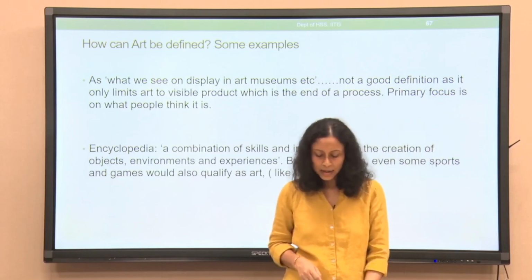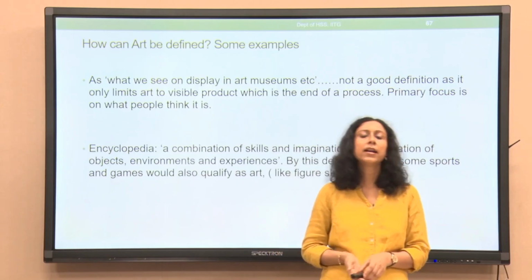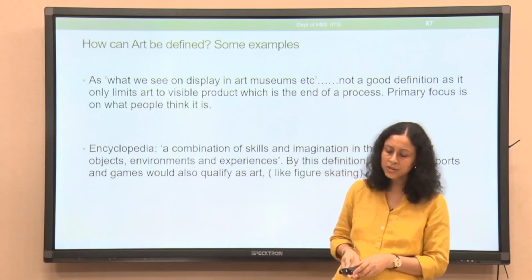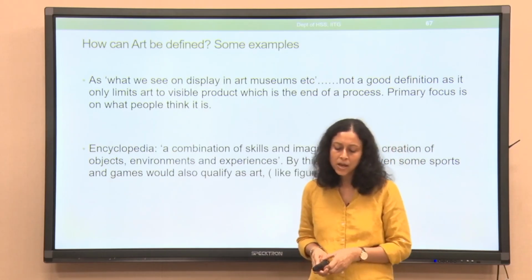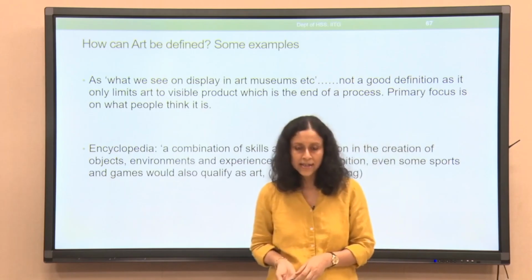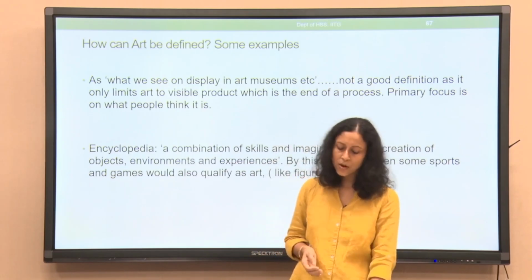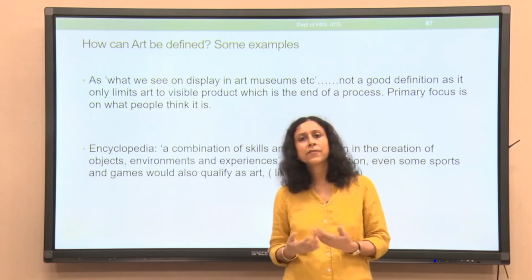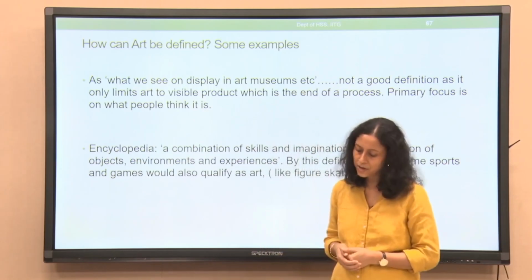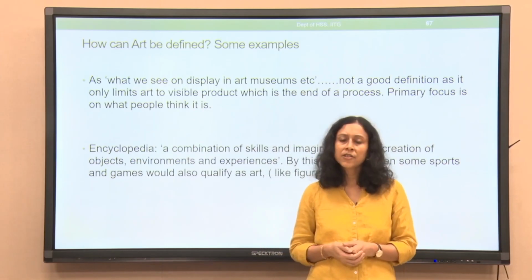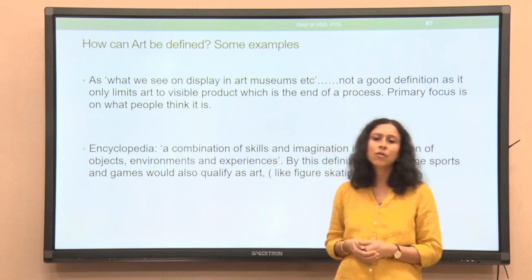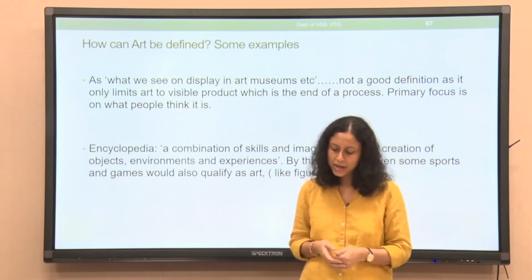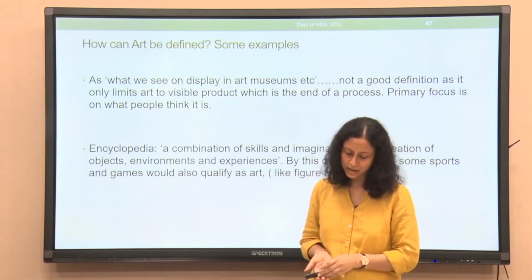So, coming back to art, the category of art, how do we define art? If you go to dictionaries and other sources of information, these are some of the definitions that you might encounter. What we see on display in an art museum is a very rudimentary, very basic definition of art, but it is not a good definition because it only limits art to a visible product, which is the end of a process. So, the primary focus is on what people think it is.